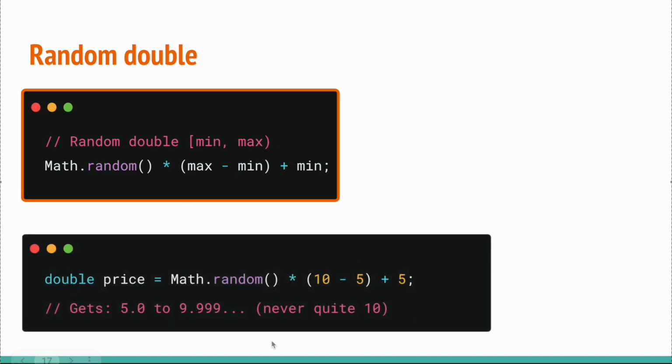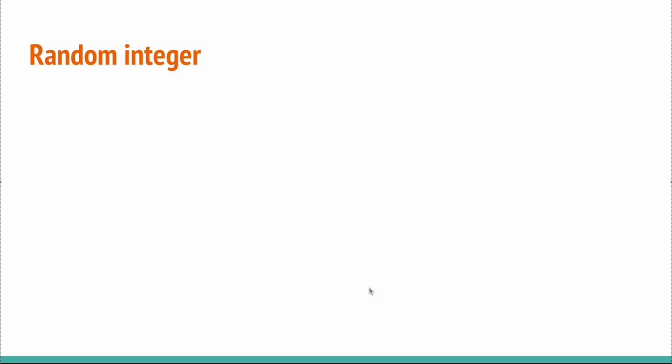And this is an example of it in action, where we're trying to get a random price from 5.0 to 10 excluded. And this is just me plugging in the values to show you what it looks like. And obviously you can simplify this down to 5, but I'm just showing you what it looks like with the formula. And now to random integer.